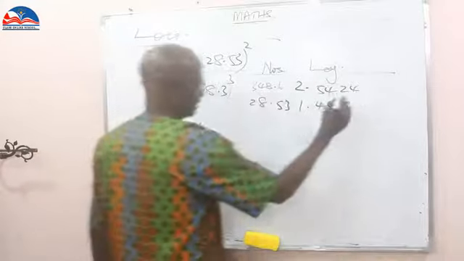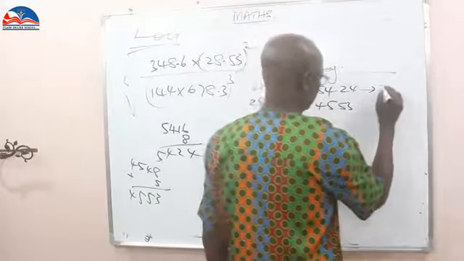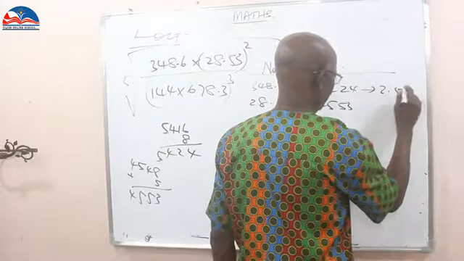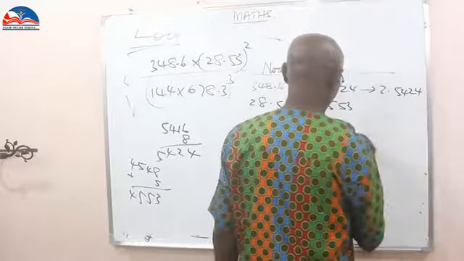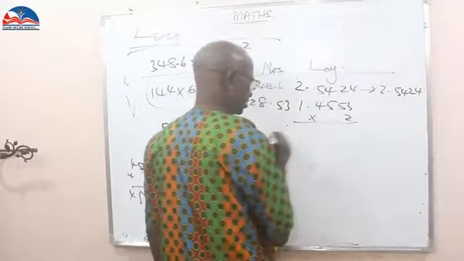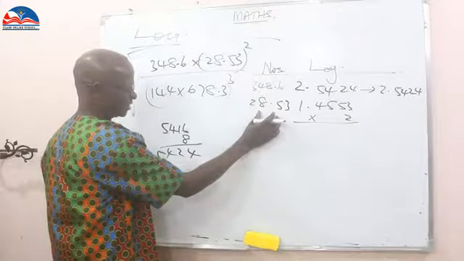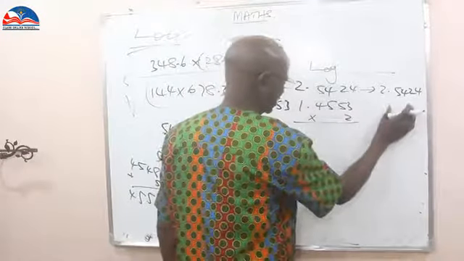So what you do, project this one and move it here forward. So this is 2.5424. Square this by times by 2. This one now. Square is only for this number. So times by 2 and bring the answer down here.